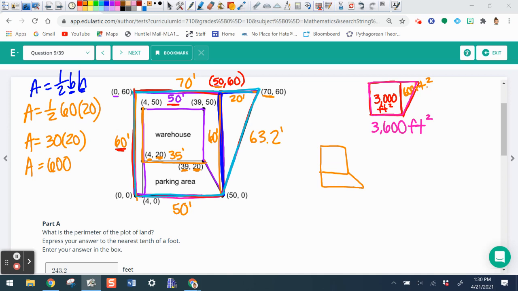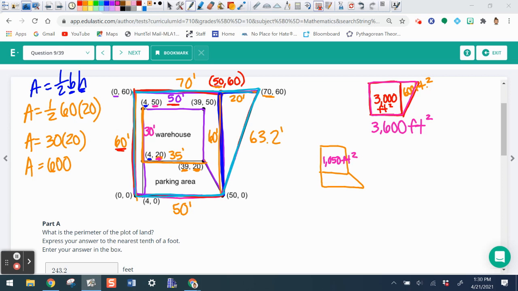And then to find our width, notice that the x values are the same between these two coordinates. So all we have to do is find the distance between these two y values. Between 50 and 20 is 30 feet. So now we're going to take 30 feet and multiply it by 35, because the area of a rectangle is just length times width, and we get 1,050 square feet, or feet squared.